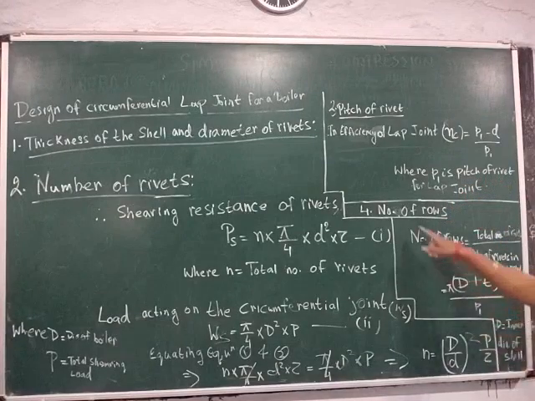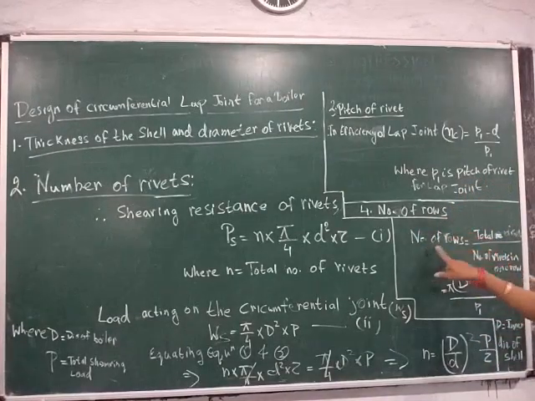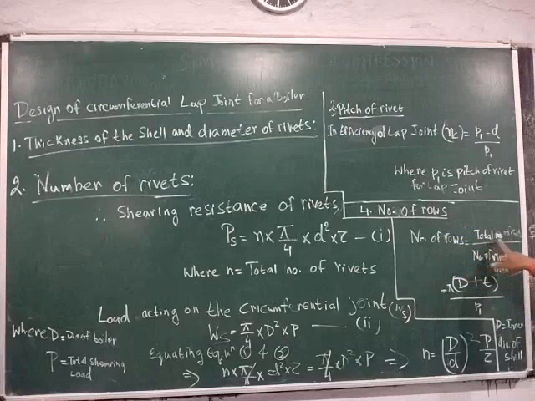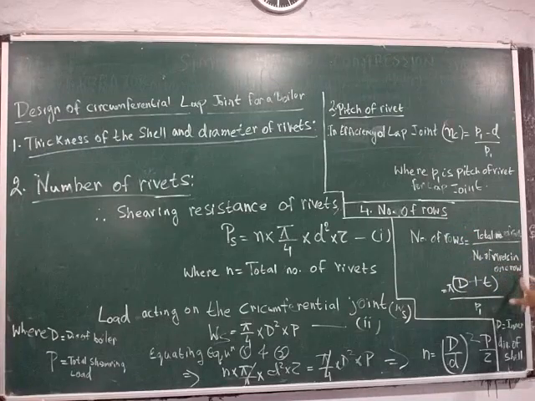Next is the number of rows. The number of rows is equal to the total number of rivets divided by the number of rivets in one row. This is given by pi (D1 plus t) divided by P1, where D1 is the inner diameter of the shell, t is the thickness, and P1 is the pitch.